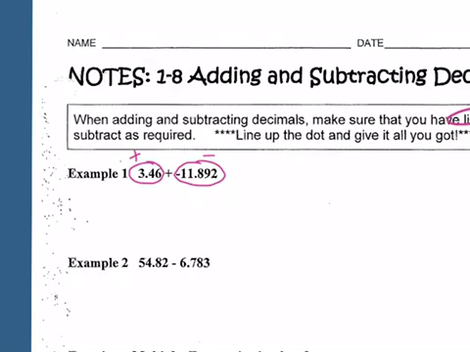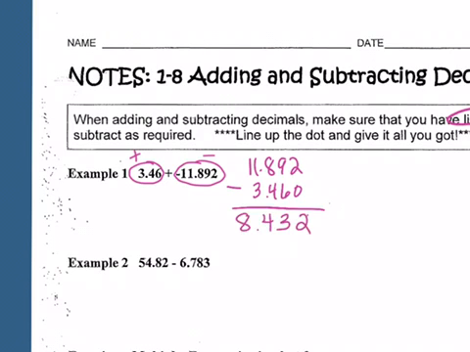When I subtract these two decimals, which number should go on top? The bigger one. So I'm going to put 11.892 on top minus 3.46. Line your decimals up and then subtract. So we get 8.432. And is your answer going to be positive or negative? Negative, because my bigger digit in this problem was a negative. So that means my answer is going to be negative.